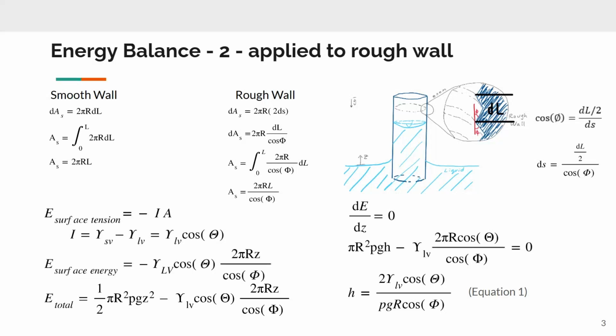Then we plug it back into the original equations that we had before, and we end up getting something that looks similar to Jurin's law, except now we have the same equation divided by cosine of phi.